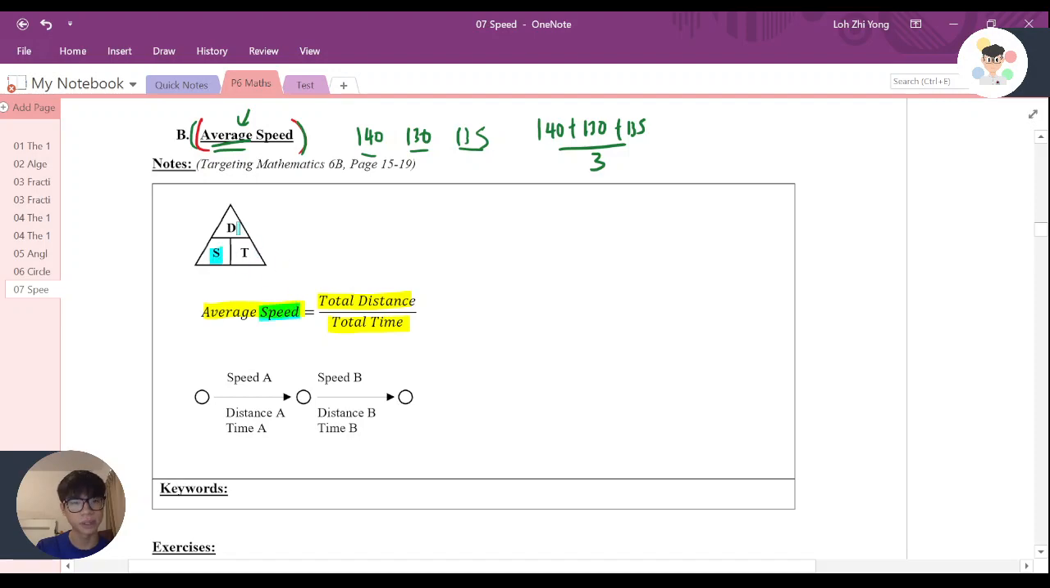If you look at it, it's actually still the same as what we learned: speed, distance, time. It's still the same formula, just that everything becomes average, total.